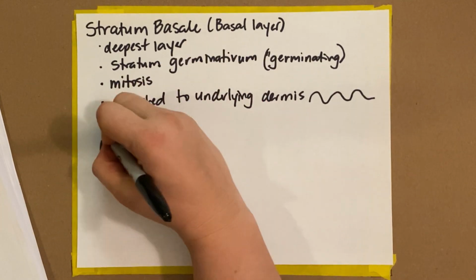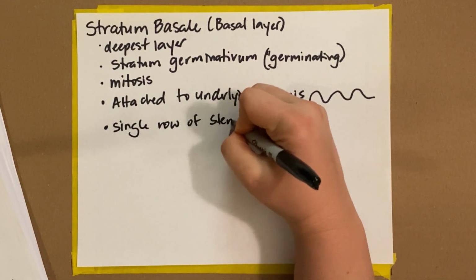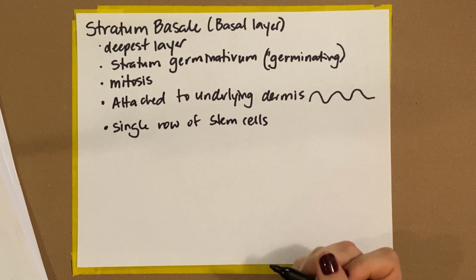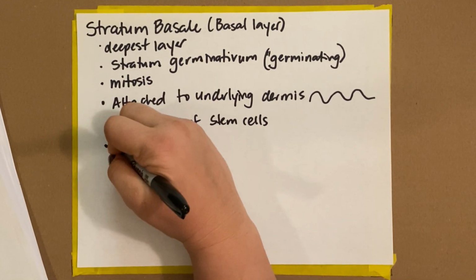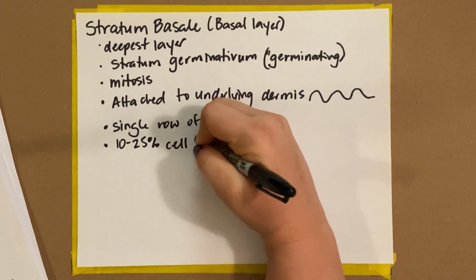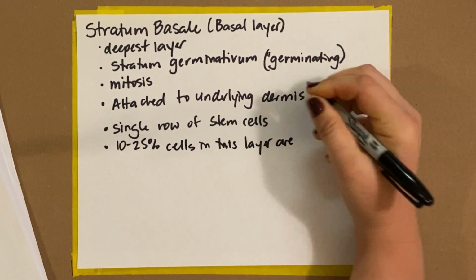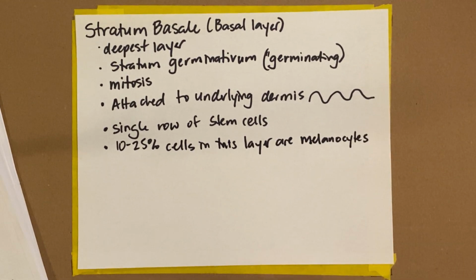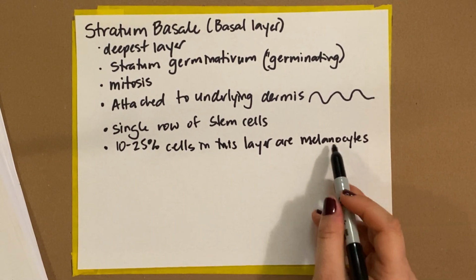There is a single row of stem cells. Again, that's this mitosis. This is where all the cells are going to start being produced. In this layer, we also have the melanocytes. About 10 to 25% of cells in this layer are melanocytes. This is where they're going to be found, producing the melanin.